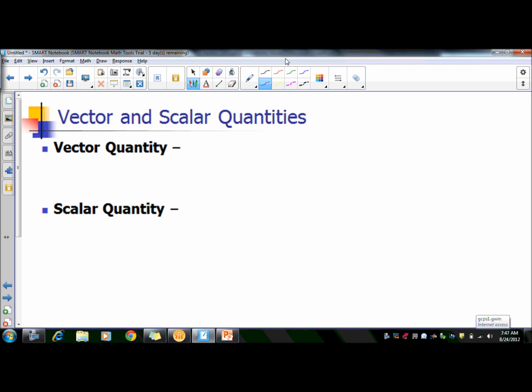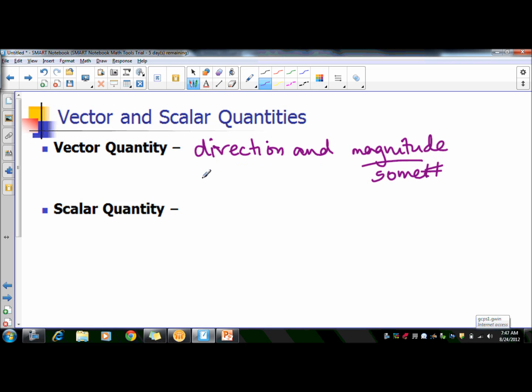So first, let's talk about what a vector and scalar quantity are again, since this definitely matters when we're talking about vectors. A vector quantity is something that has direction and magnitude. So that means it has some number, and it has a direction. This can be north, south, east, west, or it can be positive and negative.